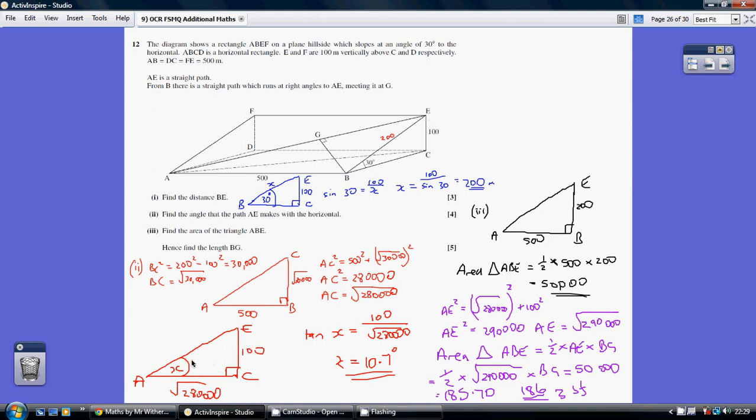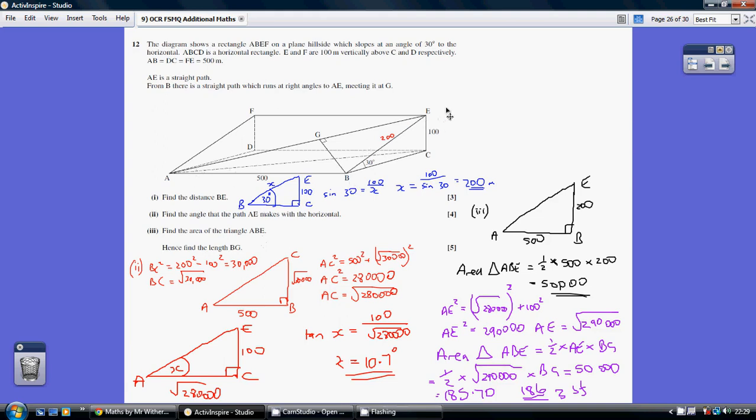So to work out the angle between AE and the plane, again, people do get a bit confused about this. I know we're finding an angle between a straight line and a plane, but just take any straight line you like on that plane. So it's got to be the straight line joining up with the line itself. So it's just the triangle ACE. So anyway, the angle we need is x. So just basic SOHCAHTOA. Tan x is 100 over root 280,000. X is 10.7.